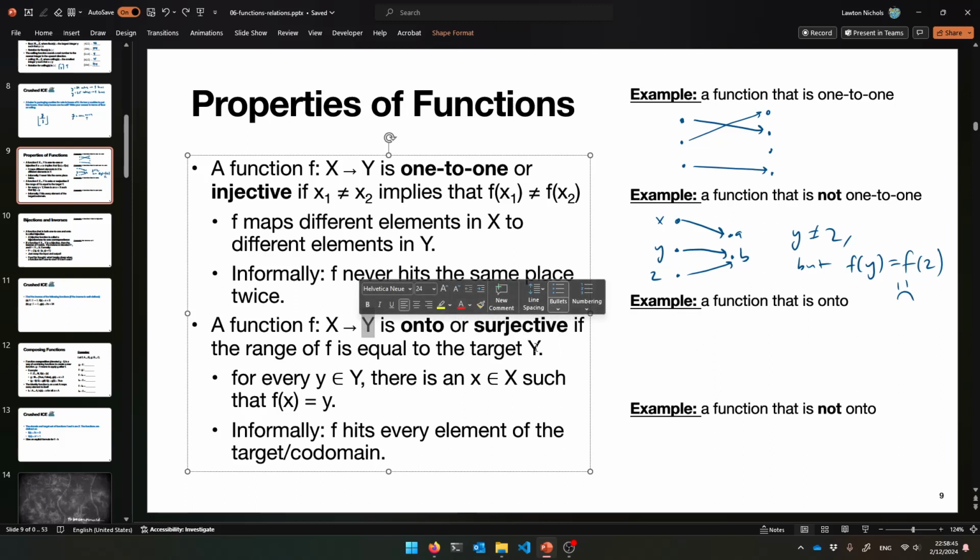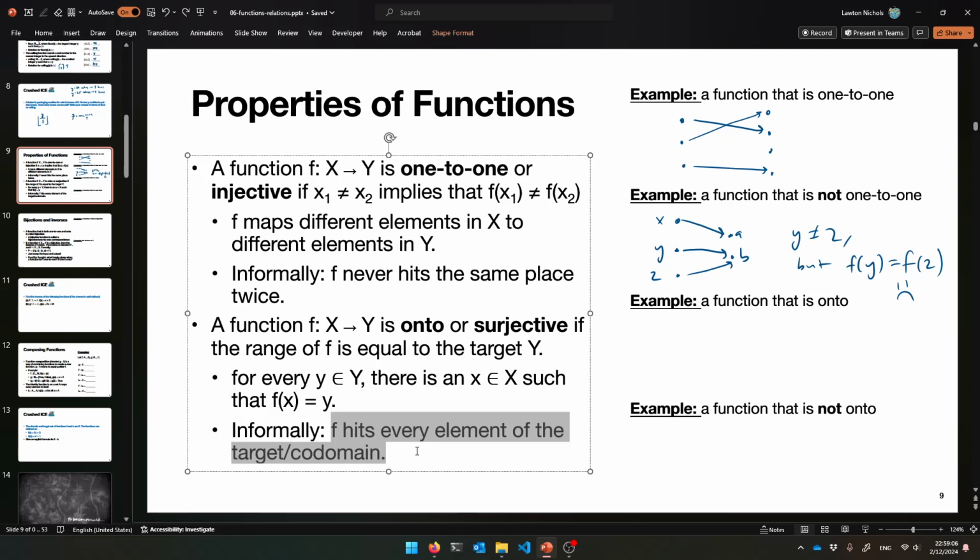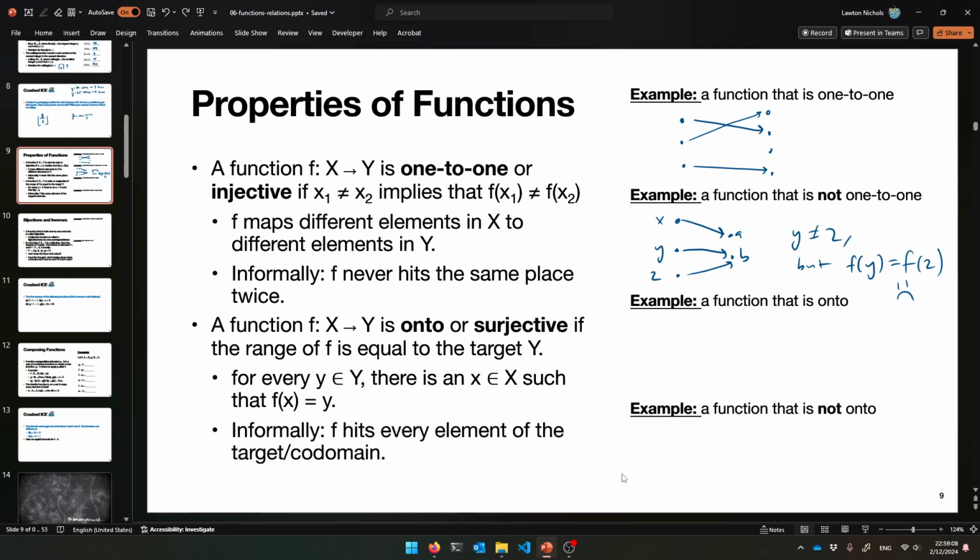It's surjective if the whole target is covered, right? For every y in your target set, there is an x such that f of x gets you to that y. It means it's being covered. It's hitting the entire output codomain, or target. So that's what it means to be surjective. That's when the range is equal to the target, okay? So informally, f hits every element of the target or codomain, okay? So that's finally when those two terms mean the same thing.